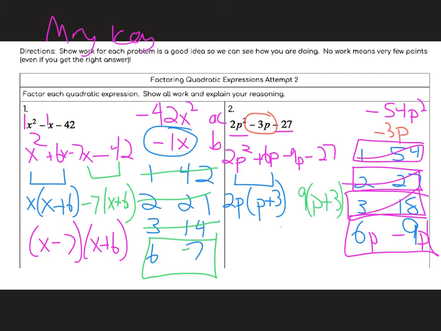3 times 9 is 27. Oh, got to be negative 27. And then to finish it off, I write it as 2p minus 9 times p plus 3.